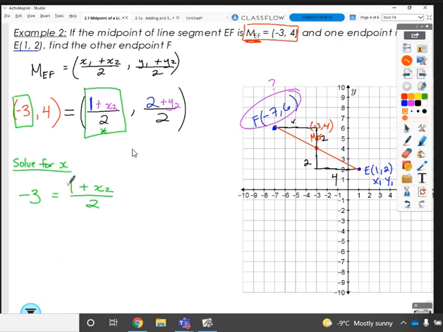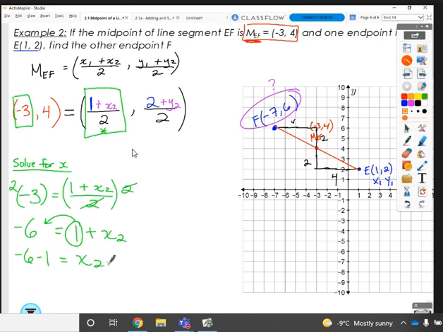Multiply by 2. So I'm going to multiply this whole side by 2, and then this whole side by 2. The 2's cancel, and we get negative 6 equals 1 plus x2. Well, we're isolating for x2. We're going to take this positive 1, bring it over here. It becomes minus 1. And we get negative 7 equals x2. And check this out. Hey, we got it.